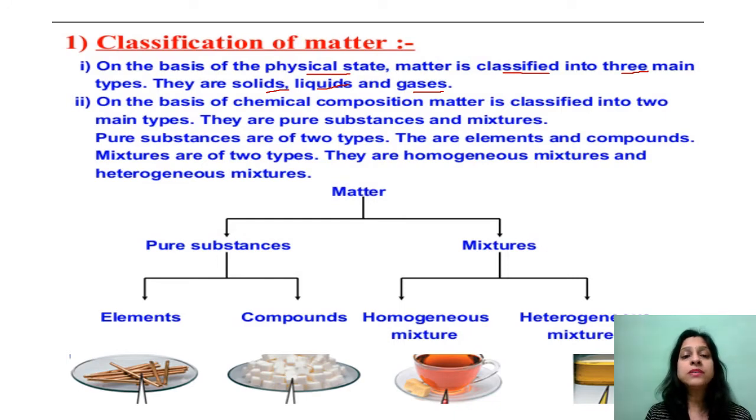But if we are talking about the chemical composition of matter, what it is made of, what its chemical composition is, how the constituents are, then we can classify matter into basically two types. One is the pure substance and another one is the mixture.